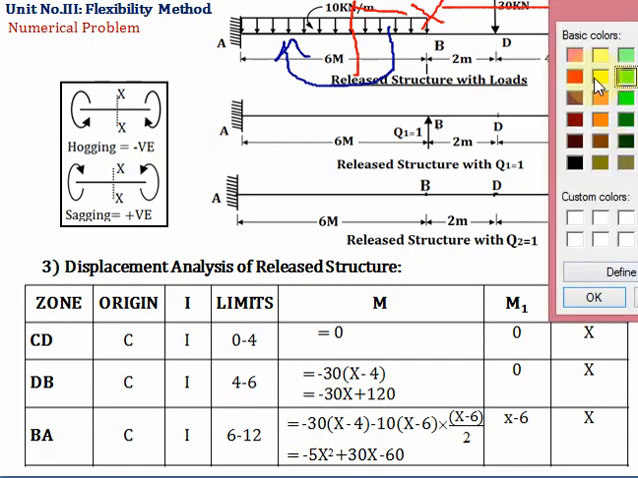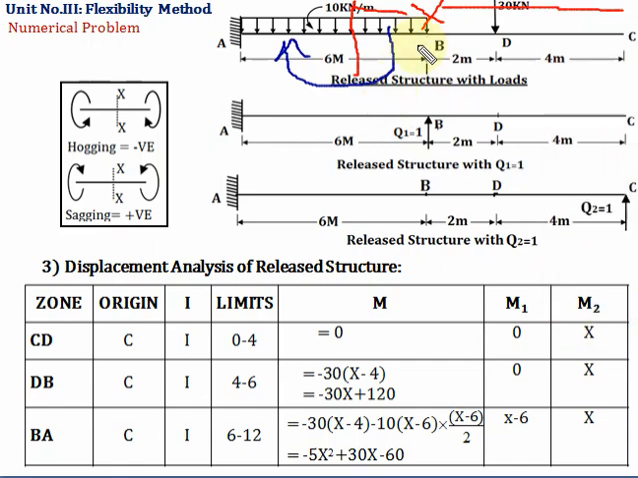I will change the color. So here you have to find out this much distance. So this distance will be equal to what? This distance will be x minus 6. So x minus 6, and half of this will be (x minus 6) by 2. Okay. So if we solve this, we'll get this value, that is minus 5x square plus 30x minus 60.